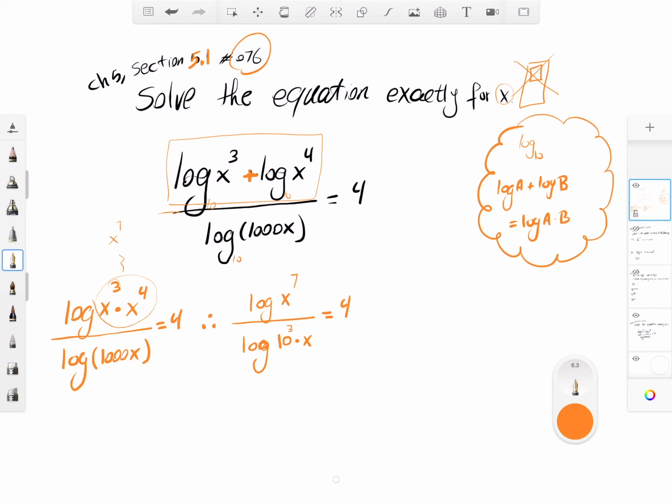So now this 7 is going to come over here. I'm going to have 7 log of x over, here's a multiplication. I'm going to do the same formula. If you have multiplication, we can rewrite it as addition. So I'm going to write log of 10 to power of 3 plus log of x equal to 4.